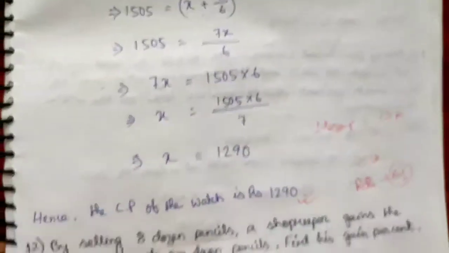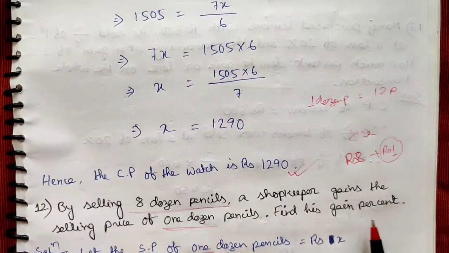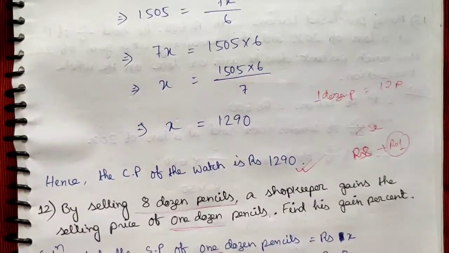Look, what was asked in the question? In the question it was asked to find his gain percent. So we have to find out his gain percent. What was his gain percent? How did we find the gain percent?